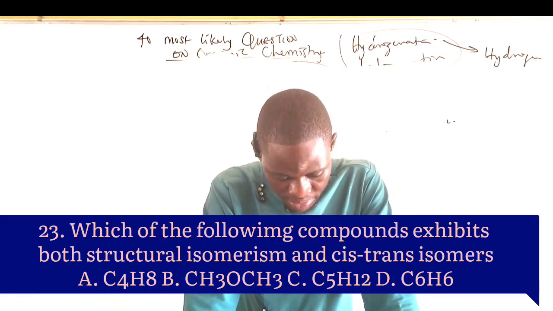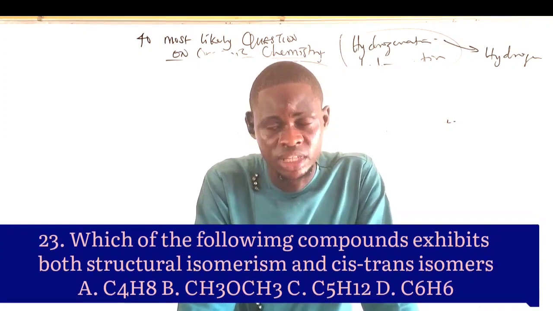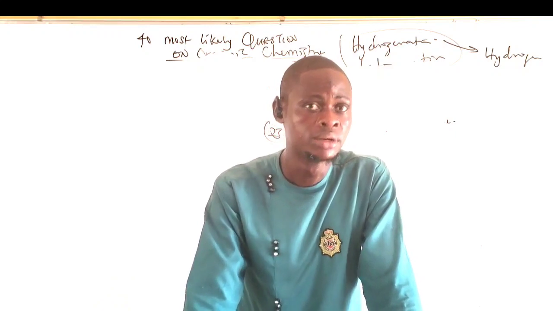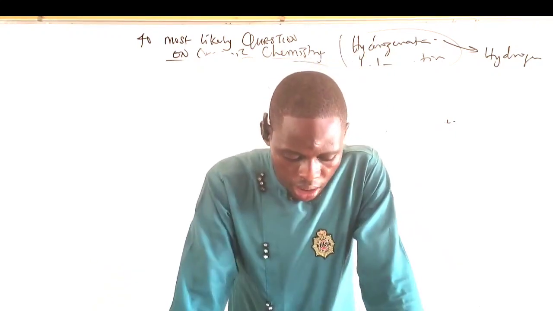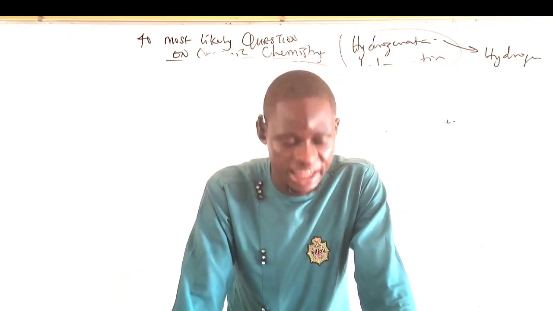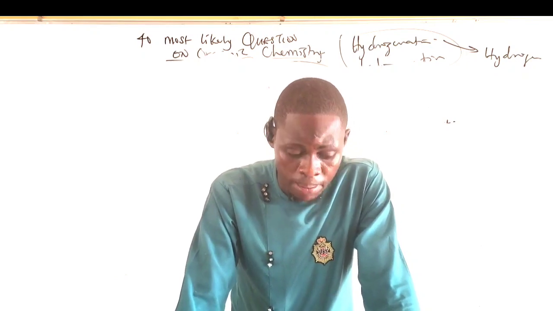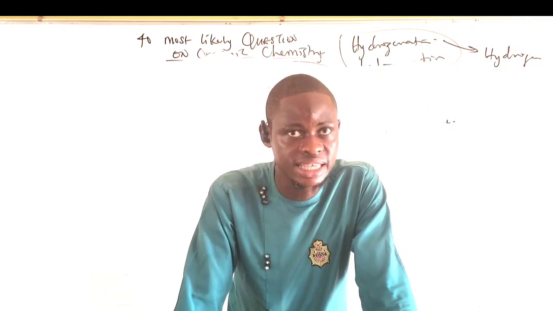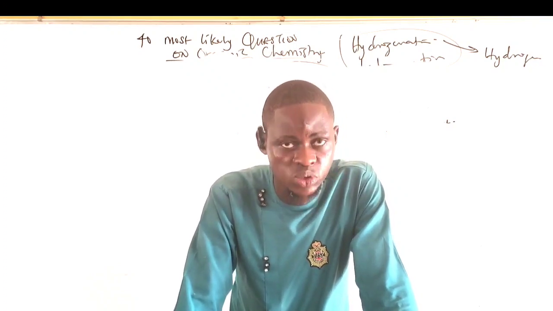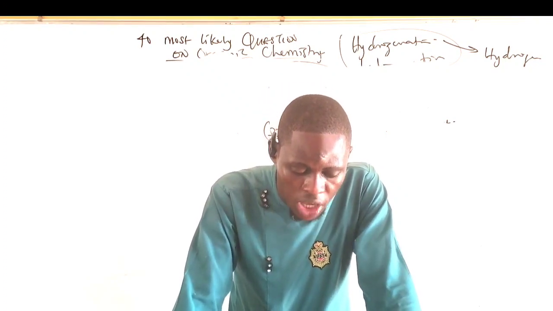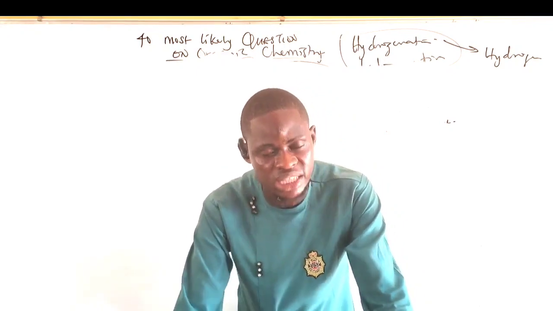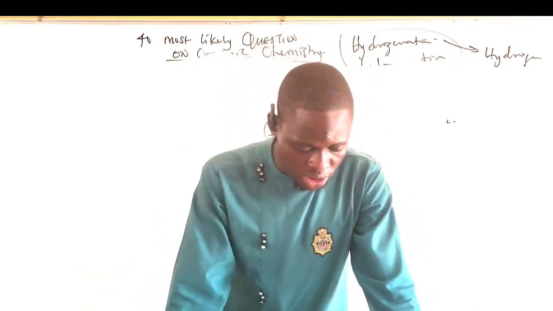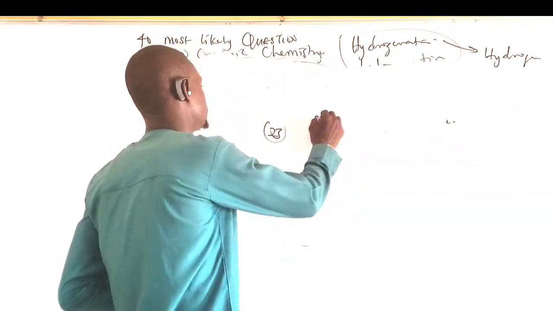CH3OCH3. I get it. That is methoxymethane. Sorry, yeah, methoxymethane. We also have C5H12, which is what? Pentane. We have C6H6, which is benzene. So the one that undergoes structural and geometrical isomerism is what? A, which is C4H8, which is butane, all together.